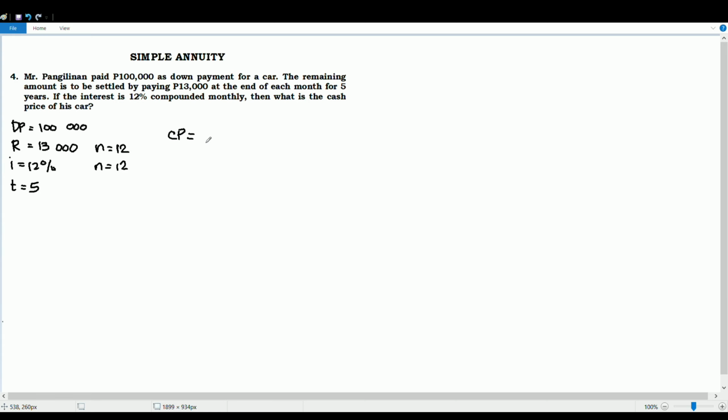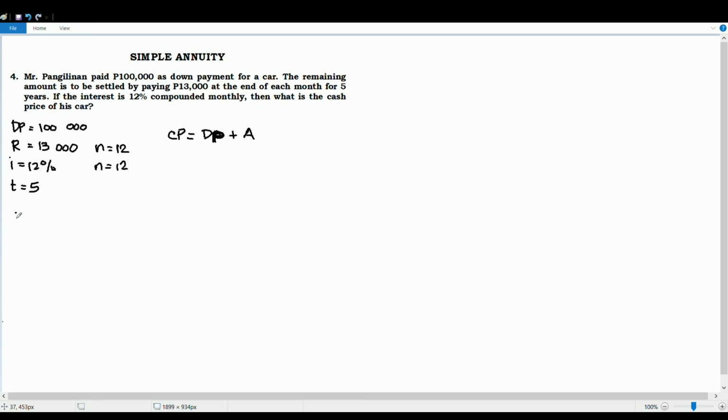The cash price of the car is equal to the down payment plus the total remaining balance, or the annuity of the balance that we have. So this is the annuity. So we already have the down payment. The only thing that we do not have is the annuity of the remaining balance. So we have to get the annuity of 13,000 pesos monthly for 5 years with an interest of 12% compounded monthly.